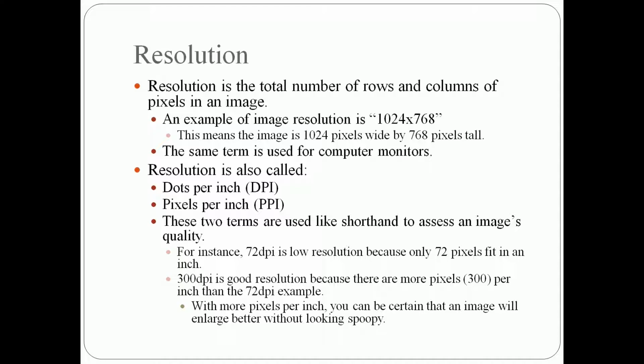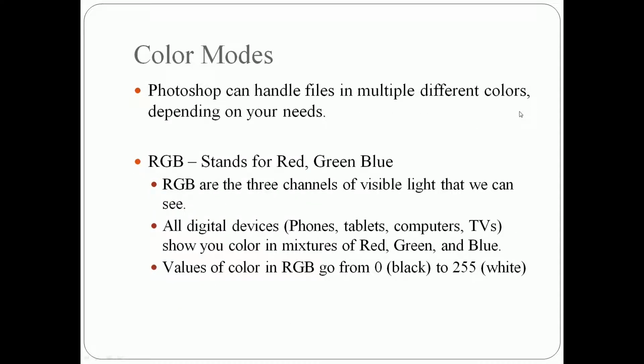But at 300 DPI, which is good resolution, and 600 DPI and beyond, which would be high resolution, there's more pixels per inch, so it fools my eye into looking like a perfectly normal picture instead of seeing the individual pixels. With more pixels per inch, you can be certain that an image will enlarge better without looking bad.